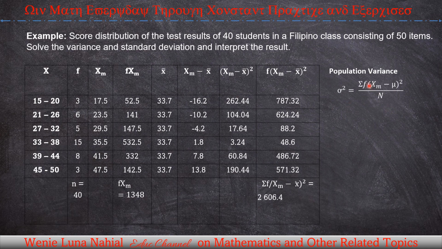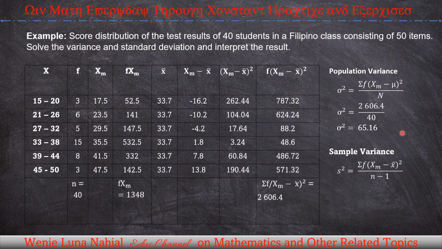We simply use the formula. So this one, we're using this one for this. Okay? This is the summation. So you have 2,606.4 divided by 40. So that is equal to 65.16. So sigma squared indicates population variance. And if you are going to take the square root of this, if you are going to raise both sides by 1/2 or take the square root on both sides of this equation, you will get the population standard deviation.